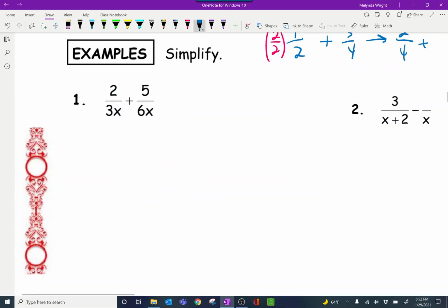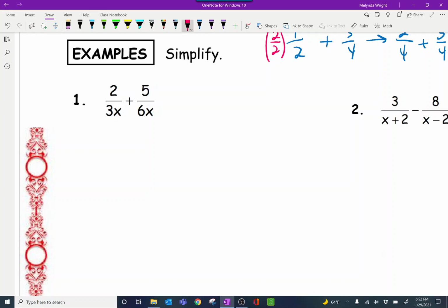So looking at our first example, our denominators are 3x and 6x. So I look at those two denominators. I see they have x's in common. Great, we're going to leave that. Then the numbers, the 3 and the 6, I know that I would need the 3 to become a 6, right? So the common denominator would be 6x.